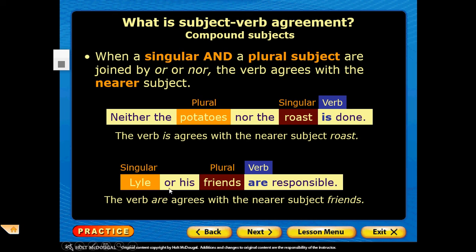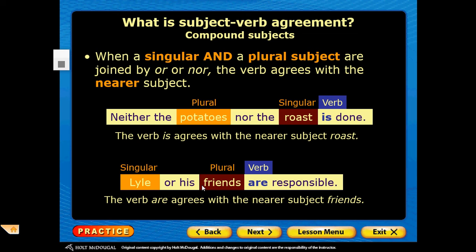Lyle or his friends are responsible. So here one subject is singular and the other subject is plural, but which one will the verb agree with? Of course, it's going to agree with the nearest to it. Therefore, it's plural. Very good. So let's go back to our example, Anthony.